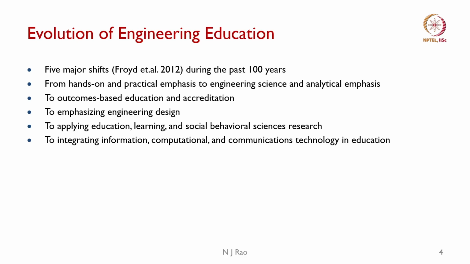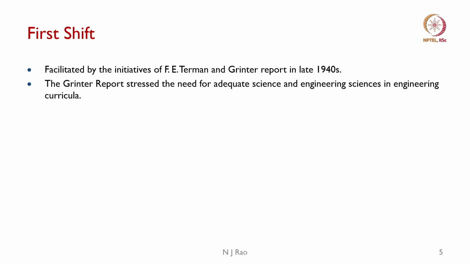This was explored in great detail by Freud et al. in 2012 of IEEE Proceedings. These five shifts are from hands-on and practical emphasis to engineering science and analytical emphasis, to outcomes-based education and accreditation, to emphasizing engineering design, to applying education, learning and social behavioral science research, to integrating information, computational and communication technology in education. We will explore these 5 shifts, what has happened.